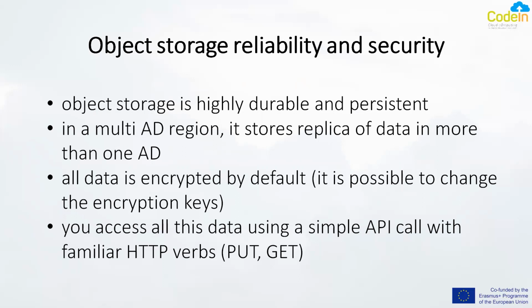Data encryption is essential because you are storing sensitive data in the cloud. You want it to be safe, and data encryption is available by default. You cannot turn this off, or bring your own keys for very stringent requirements. You access all this data using a simple API call. You just call familiar HTTP verbs and you can access this data.